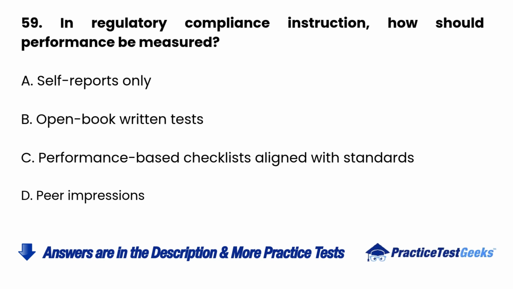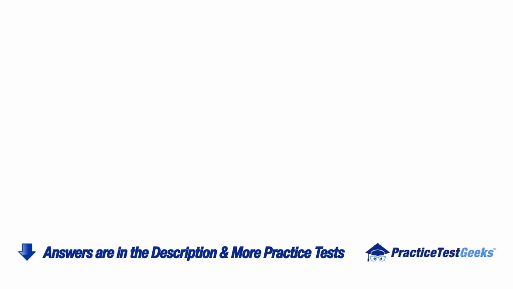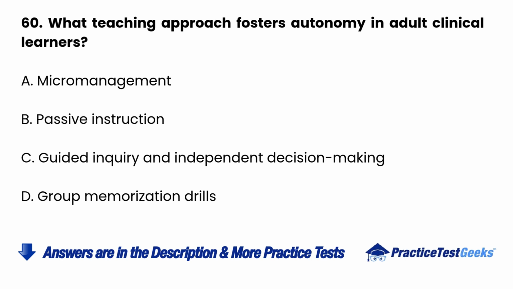59. In regulatory compliance instruction, how should performance be measured? A. Self-reports only. B. Open book written tests. C. Performance-based checklists aligned with standards. D. Peer impressions.